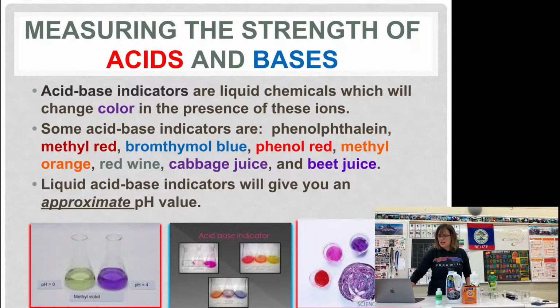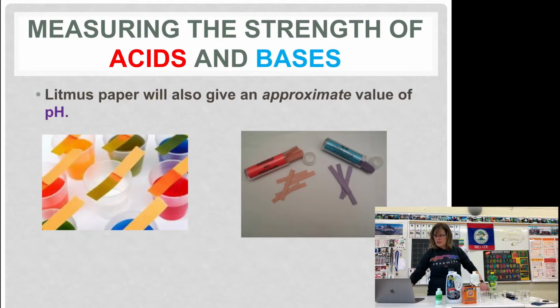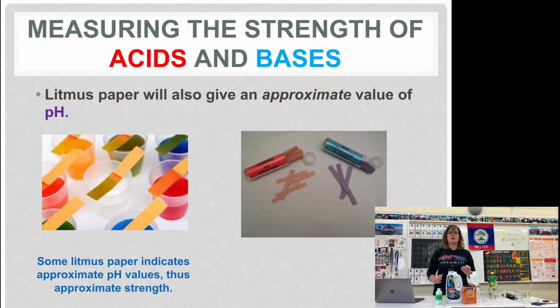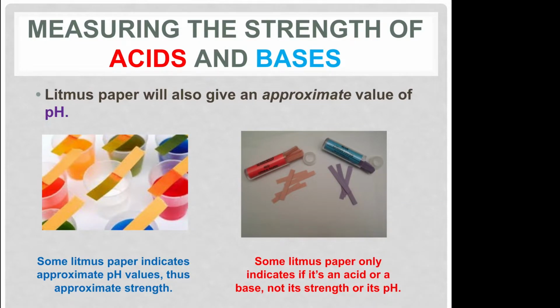Liquid acid-base indicators will give you an approximate pH value. Litmus paper also gives you an approximate value, which we're going to look at in a second. And so we already talked about how blue means base and red means acid. So anytime these pieces of paper turn blue, it means it's in a base. Anytime this piece of paper turns pink, it means it's in an acid. Okay, some litmus paper also, like I have right here, changes a whole bunch of different colors. And so we'll take a look at it in a second and we'll test it out.